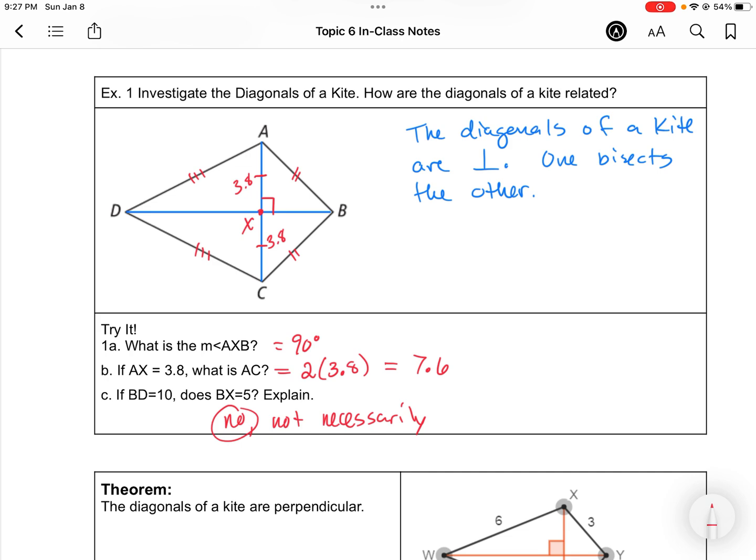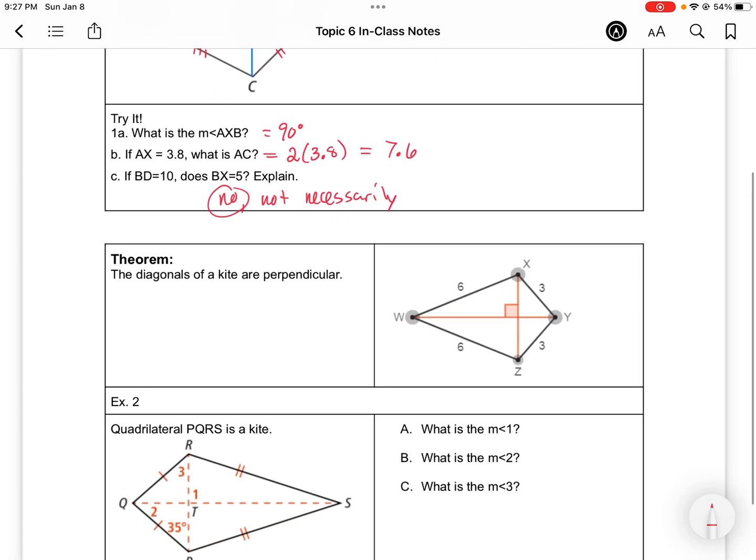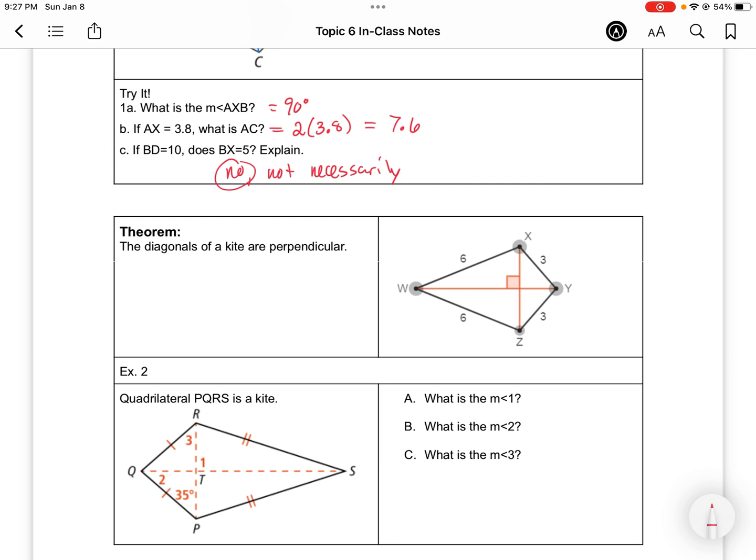All right, so let's go ahead and take a look at some information here. This is the theorem we just identified. The diagonals of a kite are perpendicular. Okay, so in this kite, I've got equal sides of 3 and 3 and 2 equal sides of 6 and 6. Those diagonals, WY and XZ, would have to be perpendicular to each other. They form a right angle.